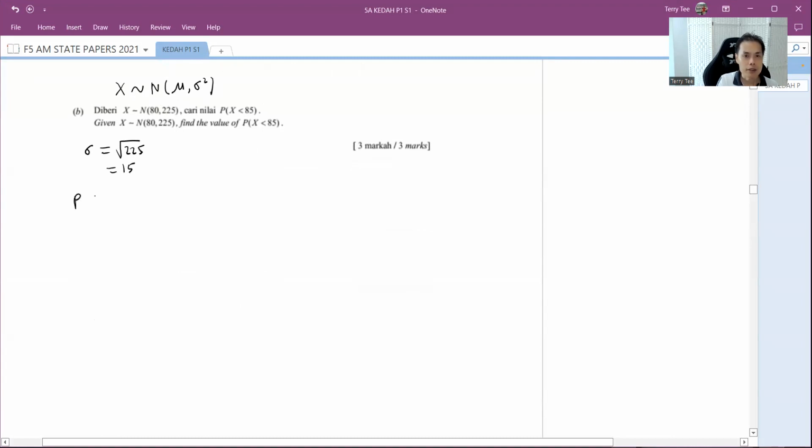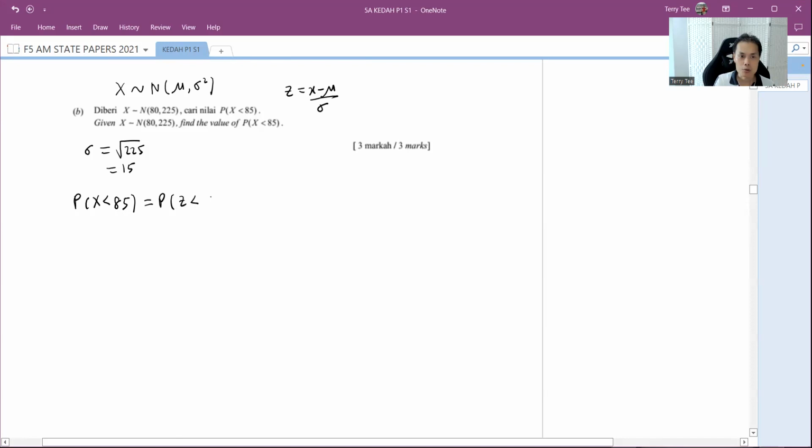And we want to find the probability for X less than 85. Okay, so number one, remember, X is any normal distribution. To be able to calculate, we have to convert it to a standard normal distribution. And the formula for standardization is X minus mu over standard deviation. So my X here is now 85.